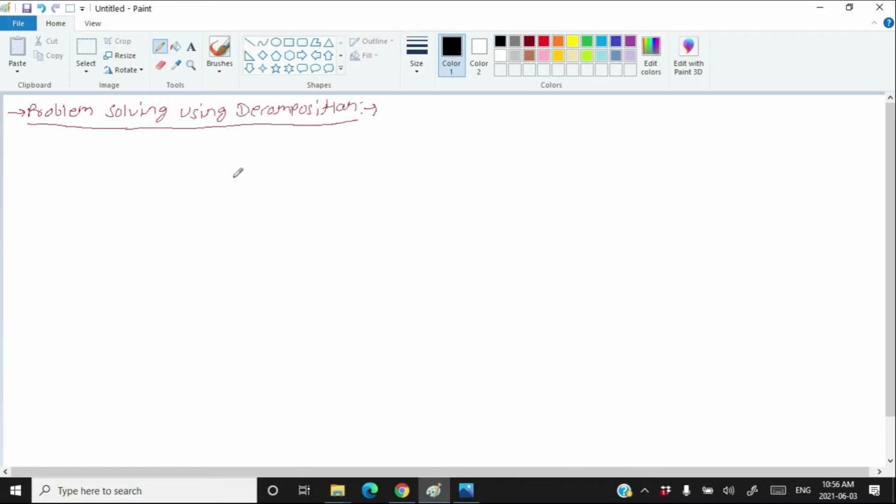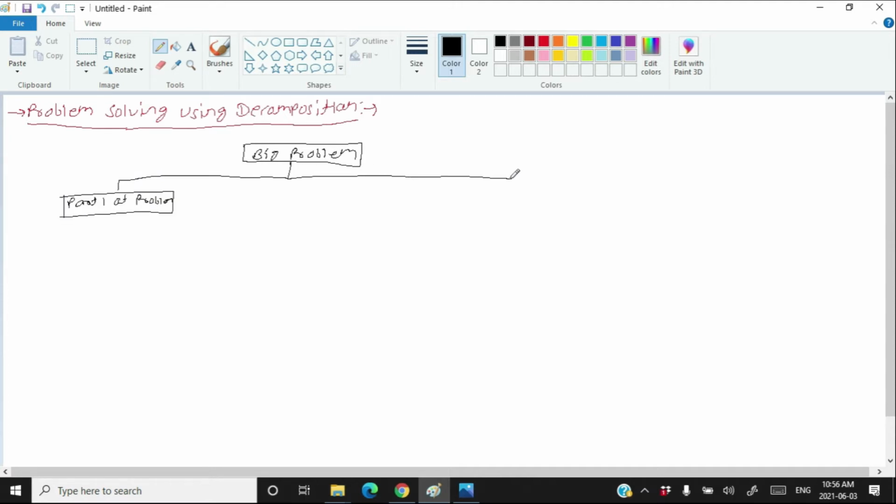What you get here is you have a big problem, then you divide this big problem into two small problems. Part 1 of the problem, the second part is part 2 of problem. So one big problem has been divided into two small problems, part 1 and part 2. Then part 1 of the problem is further divided into two subproblems, subproblem 1 and subproblem 2.